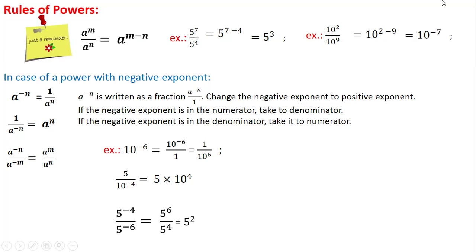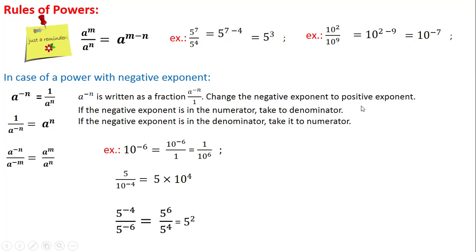What do you notice here? I have a power with a negative exponent. In case of a power with a negative exponent, what should I do? Always, whenever you see a negative exponent, you should change it to a positive exponent. For example, a to the power minus n is a negative exponent. First, I write this power as a fraction. To change it to a fraction, I write it over 1.